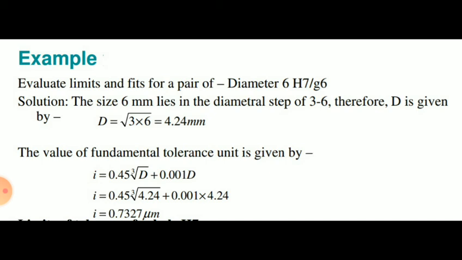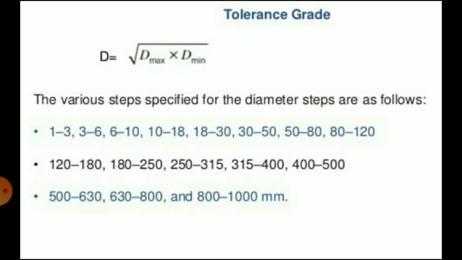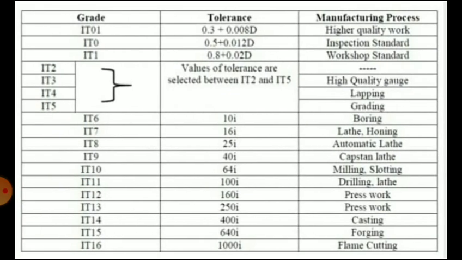Now the value of fundamental tolerance unit is given by I equal to 0.45 cube root of D plus 0.001 D. This formula is given. So after calculation, putting the value of geometric mean D, you will get I equal to 0.7327 microns. You will get it in microns.